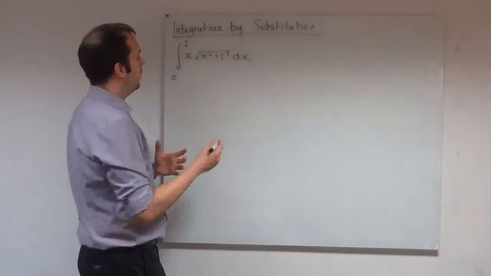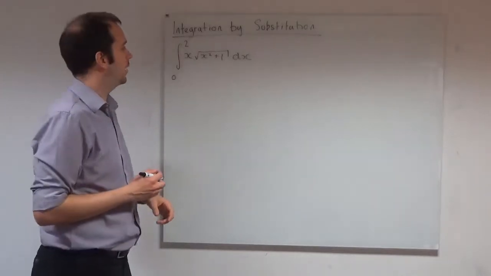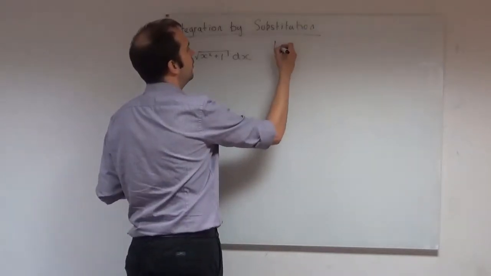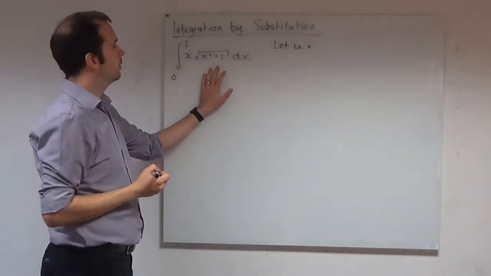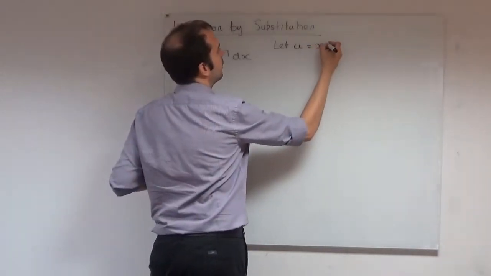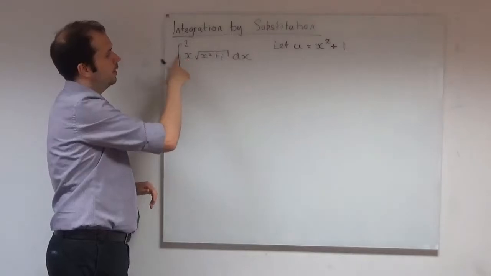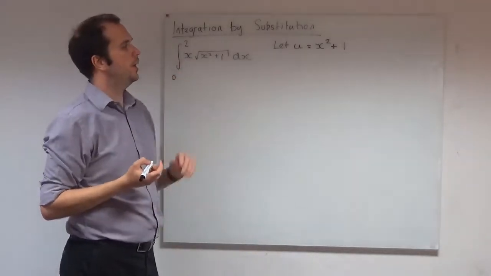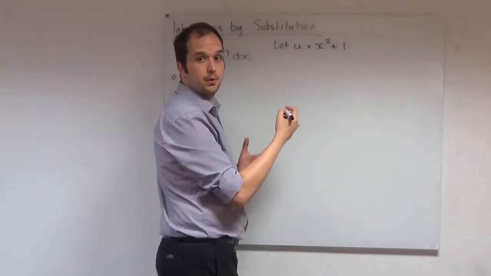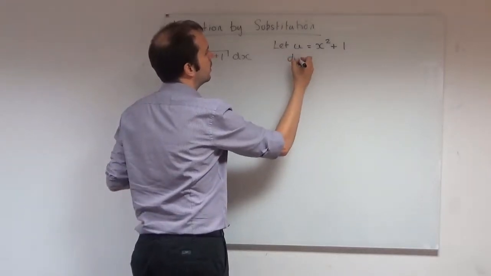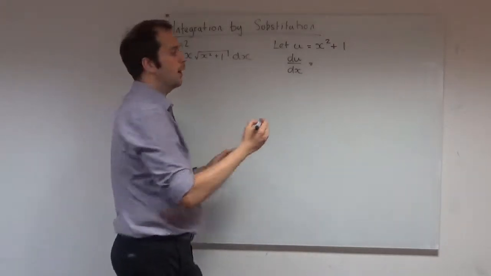In substitution, we pick one of the functions to call it another letter. Typically we use u, but you can use whatever letter you like. So I'm going to say let u be equal to x squared plus 1. Remember, I've chosen that because that's the function that when I differentiate it, it gives me almost this one on the outside. So I've let u equal x squared plus 1. Our next step is to differentiate that with respect to x. So we find du by dx, which, as we've just said, is equal to 2x.